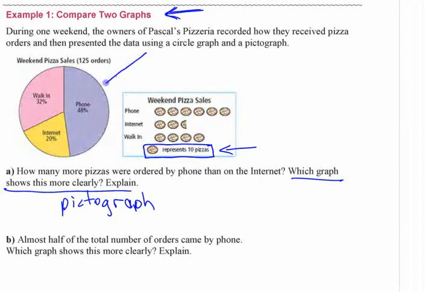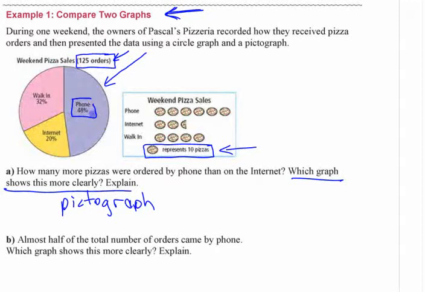Can you get that information from the circle graph? If you wanted to, could you figure it out? Yeah, because it says this is 125 orders, but you'd have to do a lot of work, wouldn't you? You'd have to figure out what 48% of that is. Actually, you could do it a little quicker, couldn't you? How many more? What would be a quicker way of doing that?